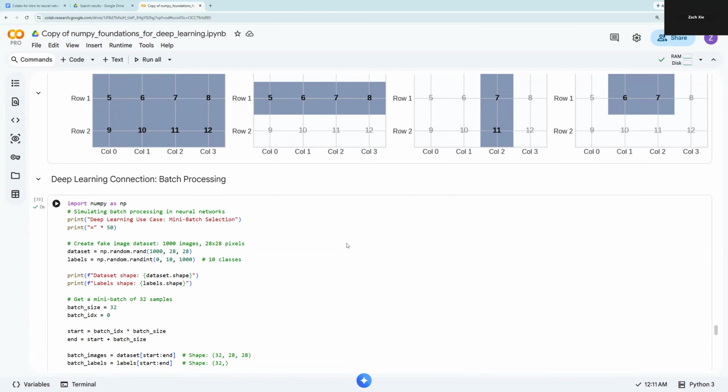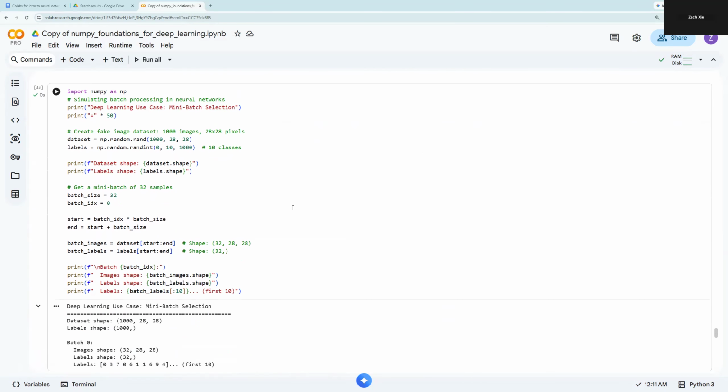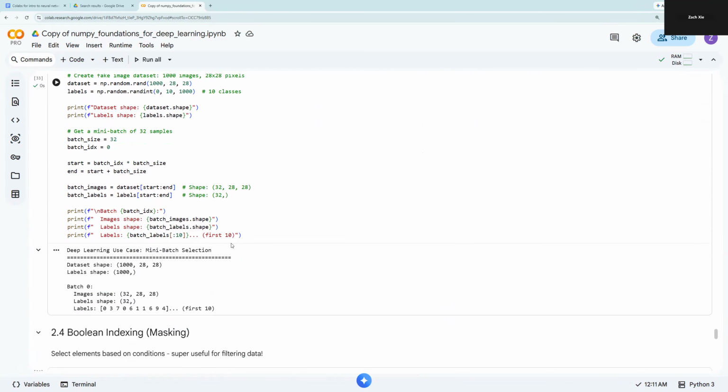So like I said, here we talk about batch processing, which is exactly what I was talking about above.